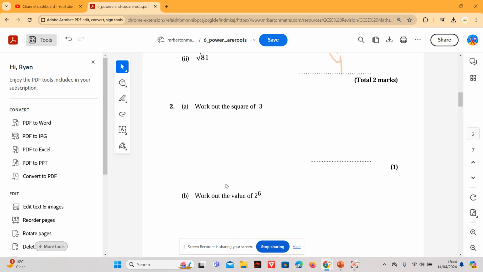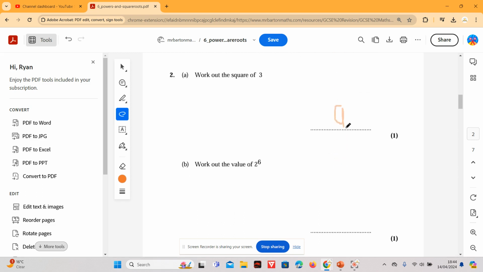Question 2. Work out the square of 3. Square of 3 just means 3 times 3. So 3 times 3 equals 9. Nearly said 6 then. That was a terrible 9.